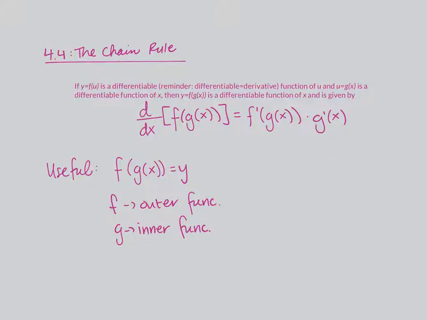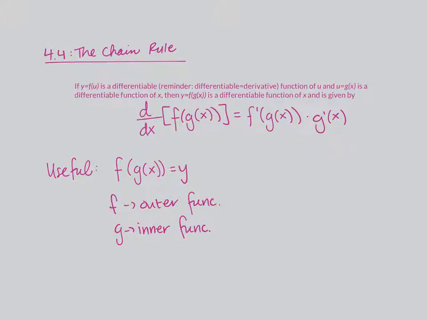The chain rule. It says if y is equal to f of u is a differentiable function of u, which remember, differentiable just means it has a derivative, and u is equal to g of x is a differentiable function of x, then the composition of those two functions, so f of g of x, is a differentiable function of x and is given by the following: f prime of g of x times g prime of x. Okay, so that would be right here at this section of the screen.